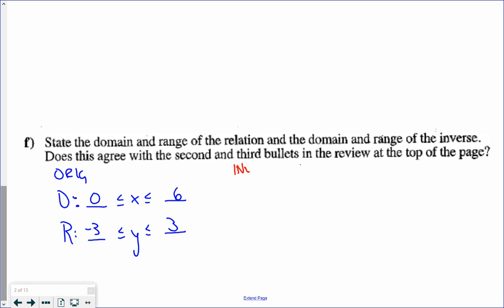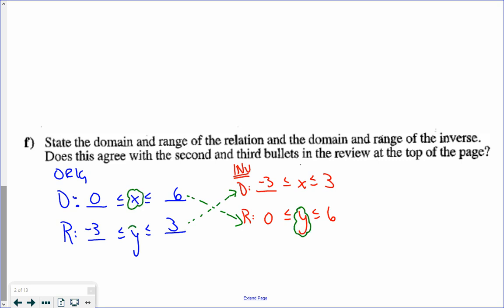If we look at our inverse graph, we can see that the left side of the graph is at negative 3, and the right side of the graph is at positive 3. For the range, the bottom of the graph was at 0, the top of the graph was at 6. Notice what's happened here. The domain of the original became the range of the inverse. The range of the original became the domain of the inverse. All I had to do was switch the x and the y.